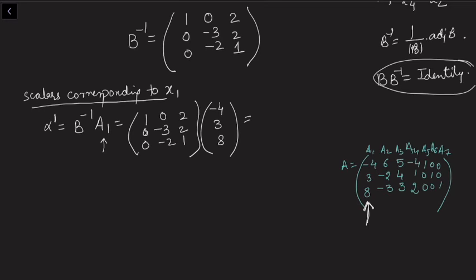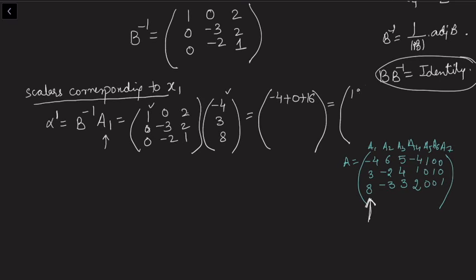Once we multiply these two matrices, we can see that the first entry is 1 with minus 4, so this is minus 4, 0 into 3, so that is plus 0, and 2 into 8, so this is 16. So the first entry that we get here is 12. And in the same way, we can keep on multiplying the second row by this column. So we get the entry here is 7, and the third row multiplied by this column, we get the entry as 2. So we have the entries 12, 7 and 2.